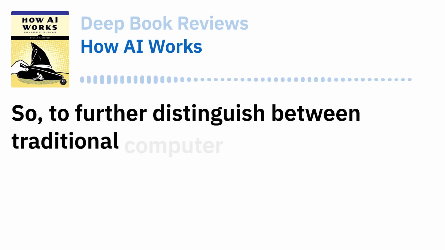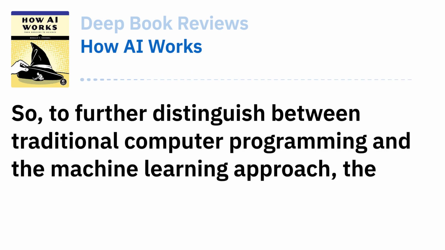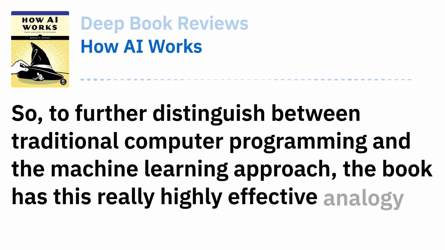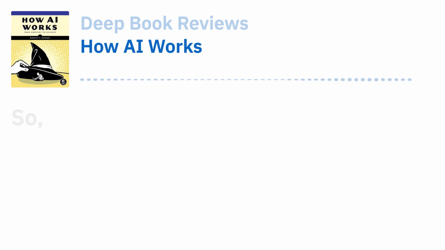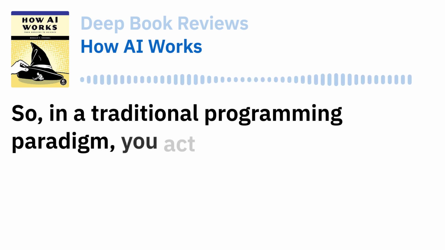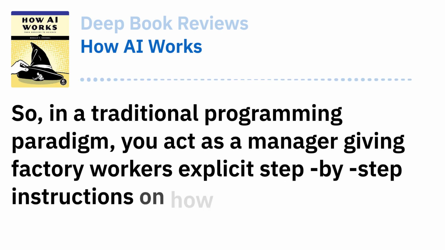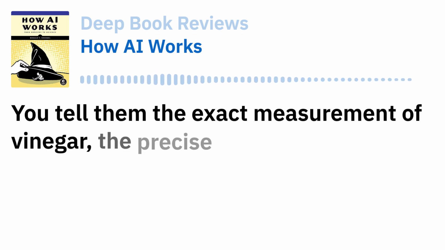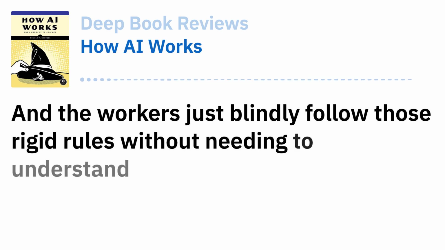Great. So to further distinguish between traditional computer programming and the machine learning approach, the book has this really highly effective analogy involving a hot sauce factory. Oh, yeah, I love that one. It is great. So in a traditional programming paradigm, you act as a manager giving factory workers explicit step-by-step instructions on how to produce the hot sauce. You tell them the exact measurement of vinegar, the precise weight of the peppers, and the specific boiling time. And the workers just blindly follow those rigid rules without needing to understand the final product.